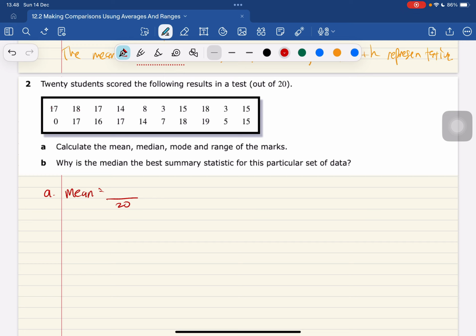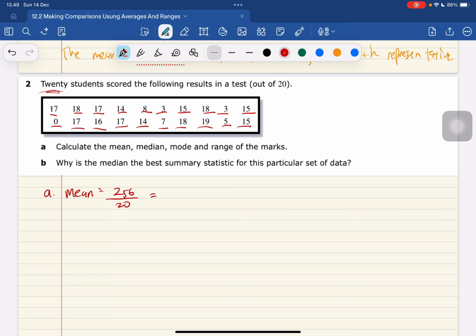We have 20 students here. Let's add: 17 plus 18 plus 17 again plus 14 plus 8 plus 3 plus 15 plus 18 plus 3 plus 15 plus 0 plus 17 plus 16, and then plus 17 plus 14 plus 7 plus 18 plus 19 plus 5 and 15. So the total is 256, and we divide by 20.